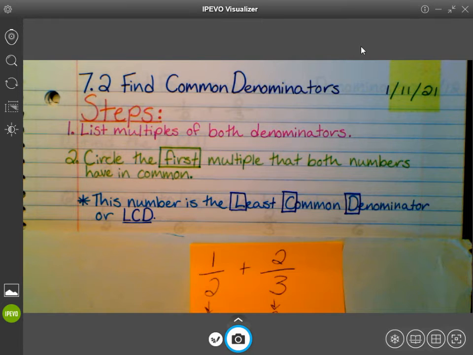So we're going to have an example after this one too, because once we find the common denominator, there's a step we have to take to write that equivalent fraction with that new denominator. And that's what we're going to talk about next.